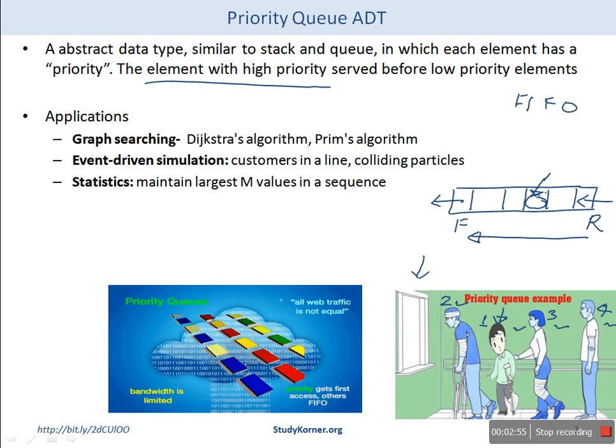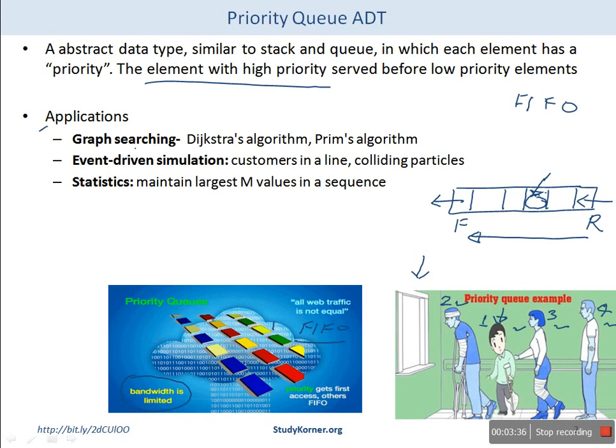Similarly, web traffic is not always equal, so we can define some priorities. The priority traffic will get accessed first, then all other traffic will be accessed in first in first out manner. Generally we follow this mechanism because in web traffic the bandwidth of the network is limited, so we have to serve the priority traffic first so that the user requirement can be fulfilled as much as possible.